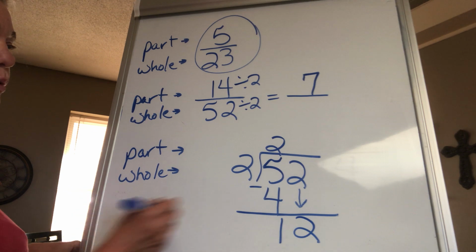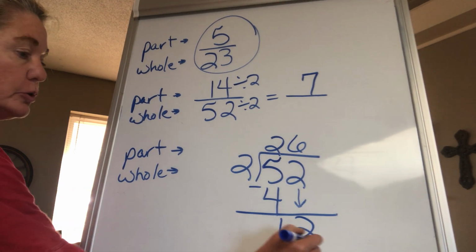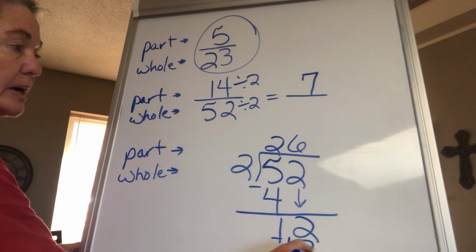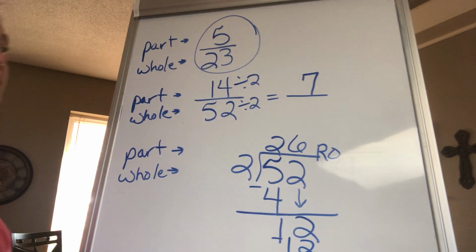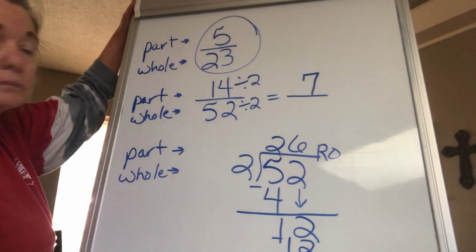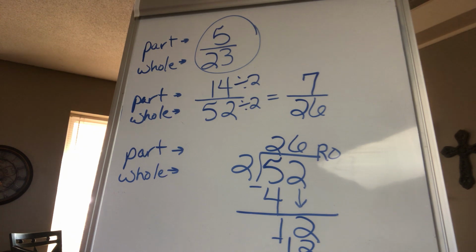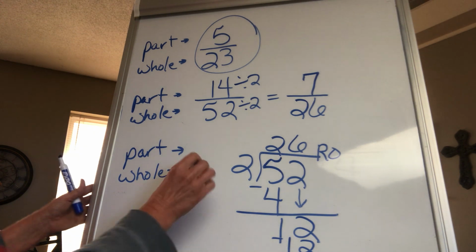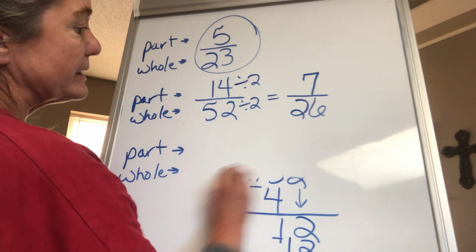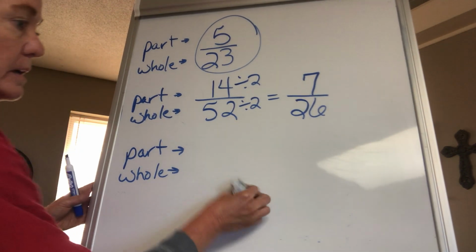2 goes into 12 6 times. 6 times 2 is 12. And if I subtract, I get a 0 remainder. So now I know that 26 is simplified. Now, is there any number that I can divide 7 and 26 by and get a 0 remainder?